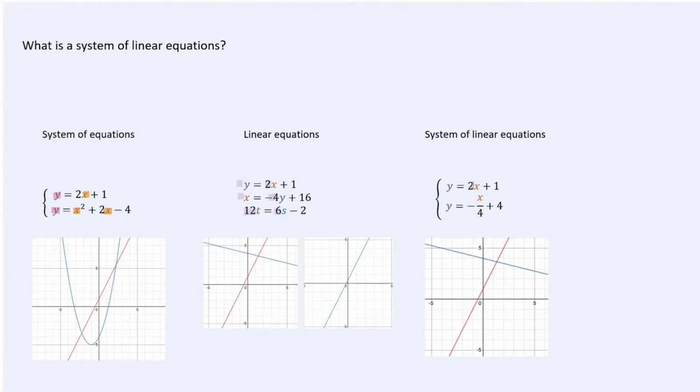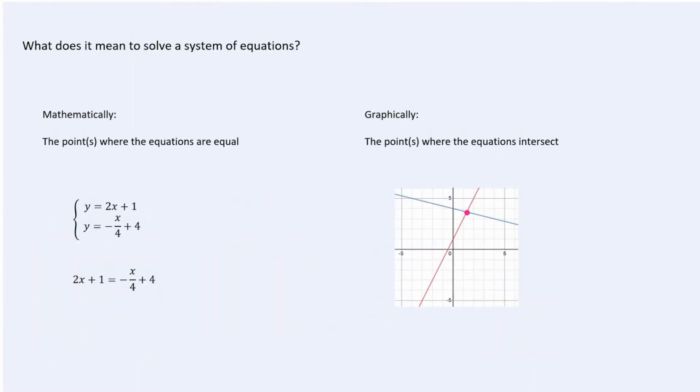A system of linear equations is a system of equations where all the equations are linear. So, similar to before, you're going to have the same variables in each equation of the system. However, you cannot have anything like x squared, or anything that gets really complicated.